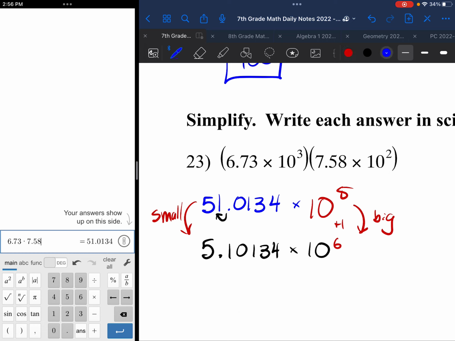So I do want to round it. This is going to be 5.101. Again, I round to that third decimal place. Notice that the number that comes next after the 1 is a 3, which is 5 or less. So it's going to be 5.101. And I still have, going back to the pen, times 10 to the power of 6 for my final answer, which I will then box.